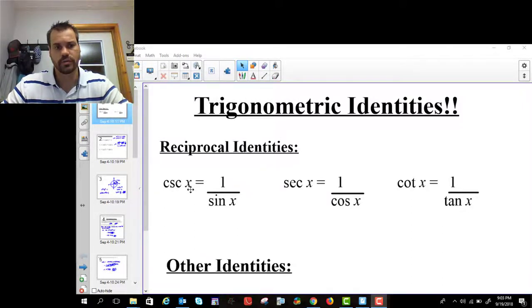And we've already talked about that. So cosecant x is 1 over sine x. Secant x is 1 over cosine x, and cotangent is 1 over tangent x. And those are called the reciprocal identities because they're inverses.